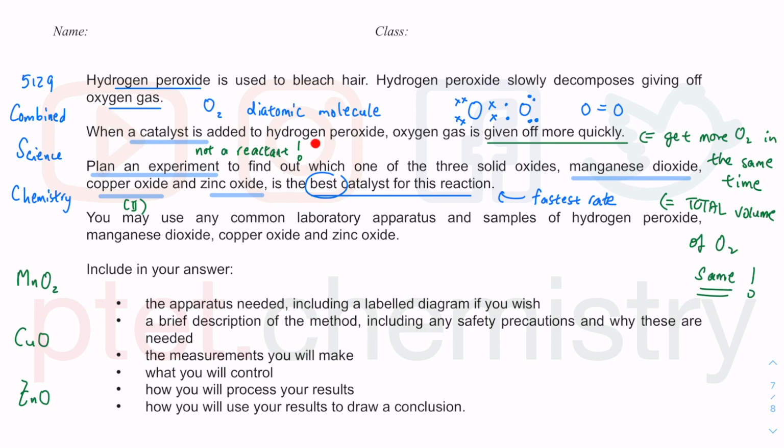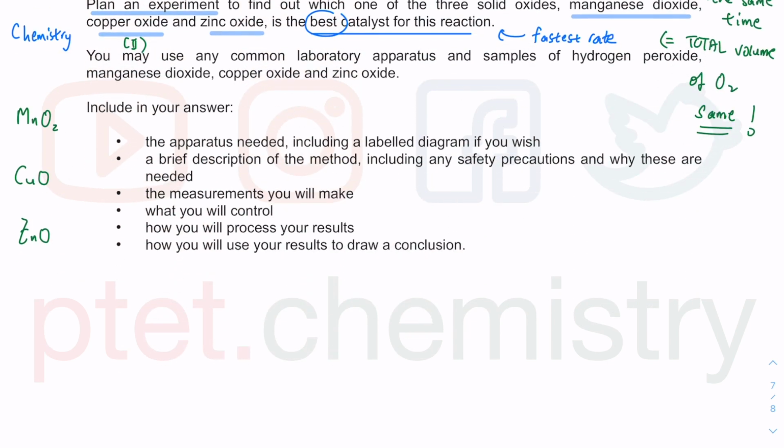you can just weigh the contents with the catalyst, for which of course you need to use the same mass of the catalyst. Otherwise, the starting mass is not going to be the same for all of them. Those are just common logical sense. Include in your answer the apparatus needed. If I use gas collection, I need a gas syringe.